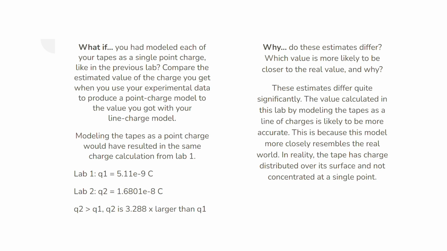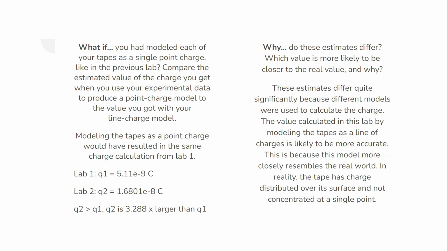So what if you had modeled each of your tapes as a single point charge like in the previous lab? If we did that again, we would get the exact same result for our Q value as we did in lab 1. In lab 1, we found our Q value to be 5.11 times 10 to the minus 9 coulombs, and in lab 2, we found our Q value to be 1.6801 times 10 to the minus 8 coulombs. So you can see that the Q2 value is quite a bit larger than the value that we found in lab 1. To be specific, it's 3.288 times larger than Q1.